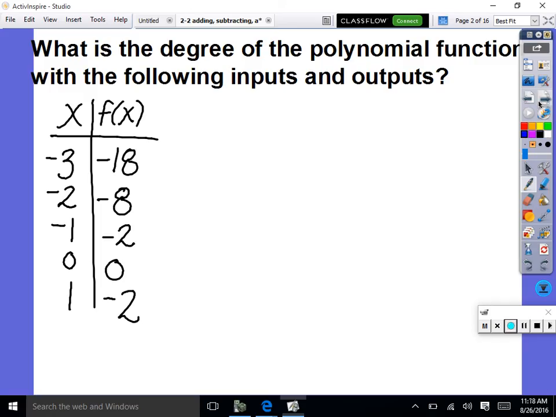Taking what? Yeah. The differences of the x's or the y's. The y values, you're right. And do we need to check one thing first? Are my x values changing by the same amount each time? Yes, so we can do this. Go, tell me the degree.